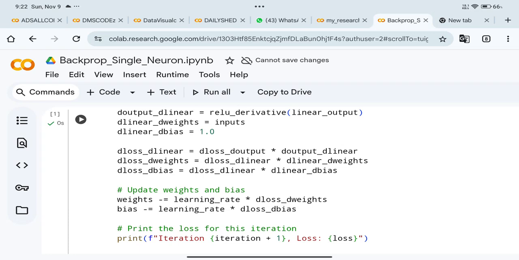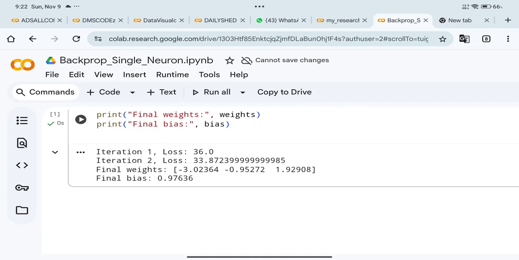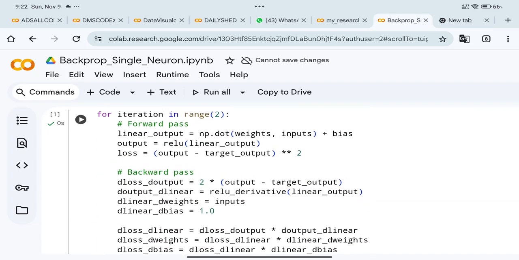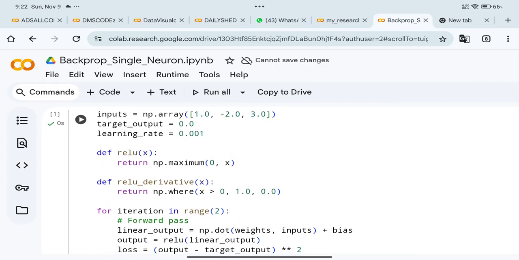Now in the program you can see what I have done. I have written that my loss was 36, and now the loss is 33. This is only for one iteration. Now I will show how the code is working.